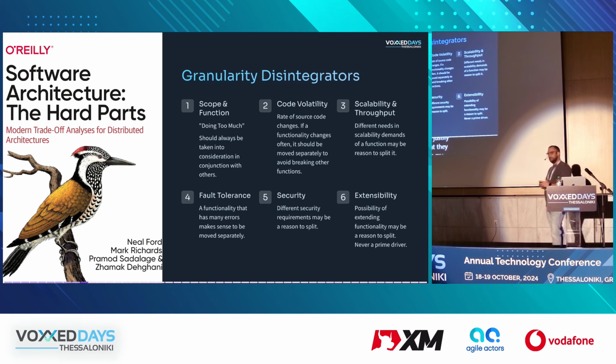Code volatility. Does part of my code base change more often than the rest? Scalability. Do I have different scaling needs for only part of my functions? Fault tolerance. Are there specific services or functions that fail much more often than the rest, with the danger of pulling everything down? Of course, security. Are there specific security considerations that apply only to a section of our application? And my favorite, extensibility. Does it make sense to split something out in expectation of some future implementation?